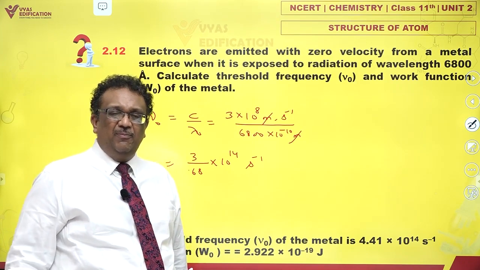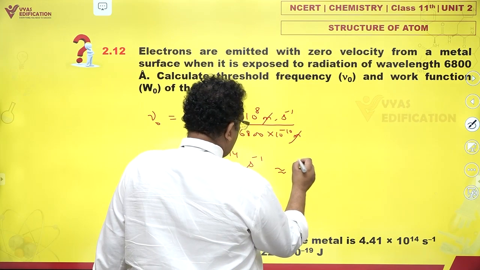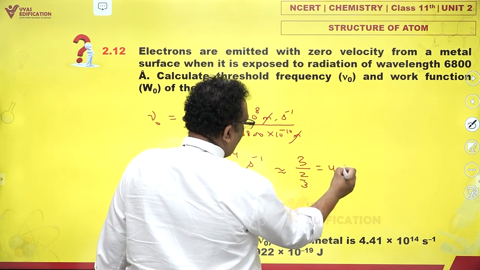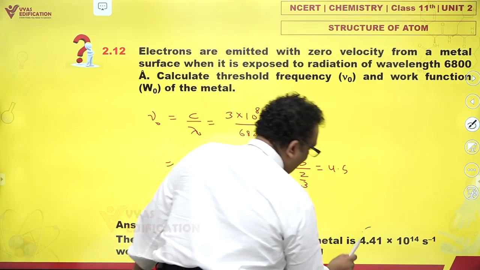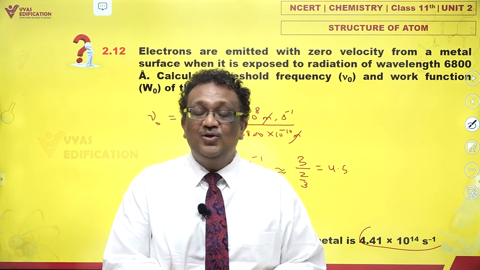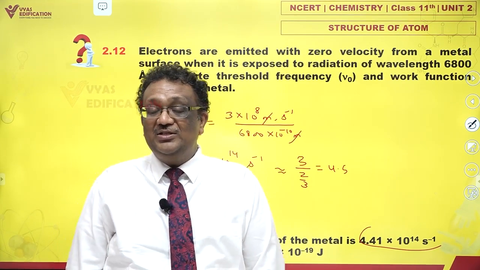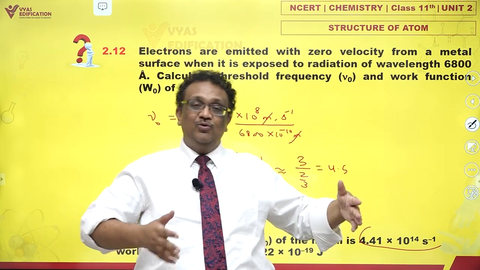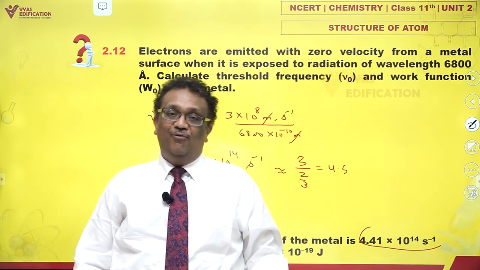0.68, if I approximate it by 0.6666, it's approximately 2 by 3. So 3 upon 2 by 3, that is 9 by 2, that's 4.5. So around 4.5 into 10 raised to 14, and the accurate answer is 4.41 into 10 raised to 14. Yes, there we are. So this, my dears, is a presentation of all the solutions of NCERT atomic structure first part, which covers all the questions pertaining to Planck's quantum theory, of course, some basics, then quantum theory, and then photoelectric effect.